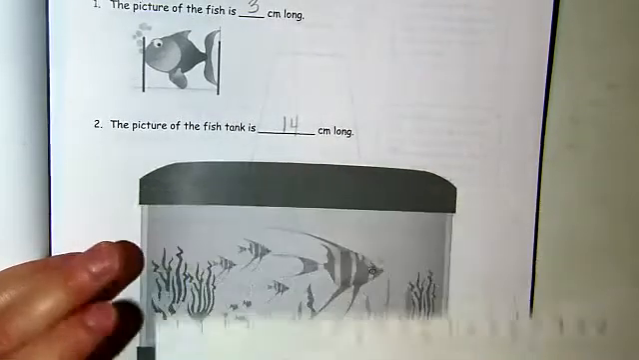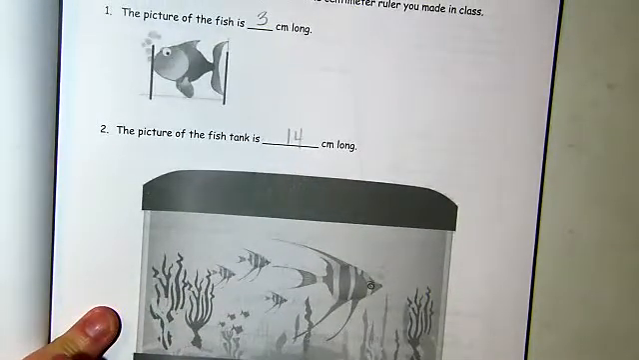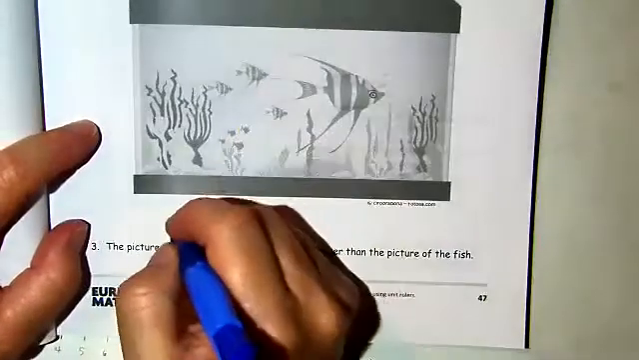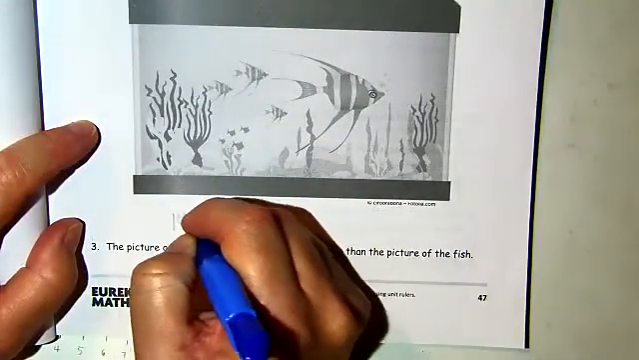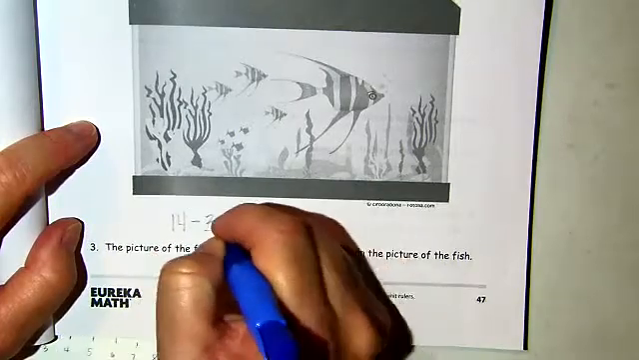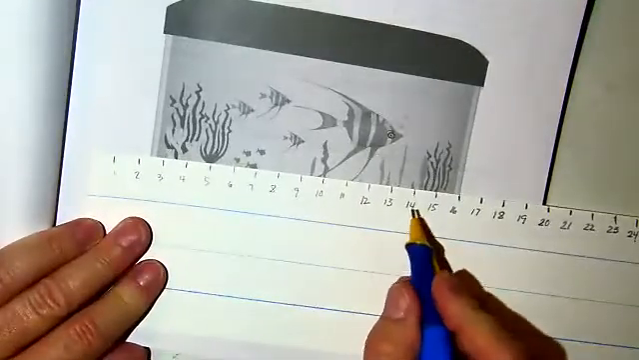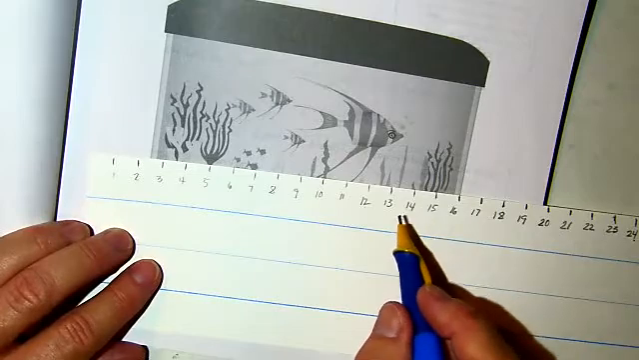So now, how much longer? The picture of the fish tank is this many centimeters longer than the picture of the fish. So again, I can subtract and say 14, which is the larger number, minus 3, which is the smaller number. Or I can look here on my centimeter ruler number line, and I can count back.